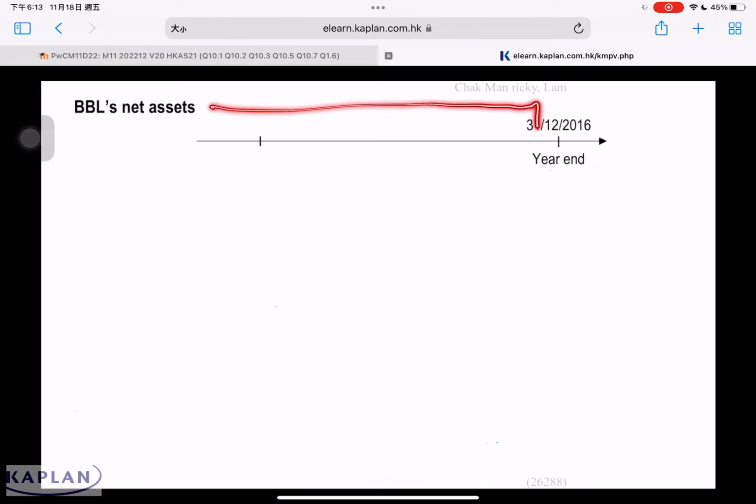We need to know what the net assets on this date are, which equals equity: the share capital and the retained earnings. The share capital is equal to ringgit 20. Retained earnings at the year end is equal to ringgit 80. This represents the net assets at the year end, 100.